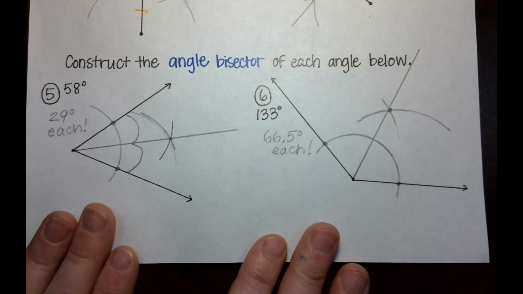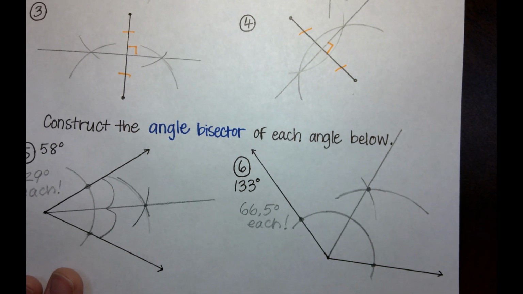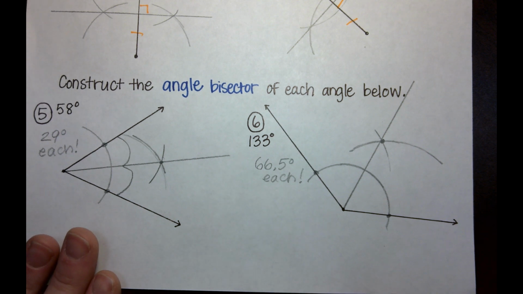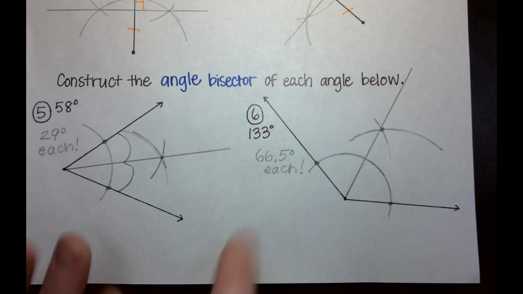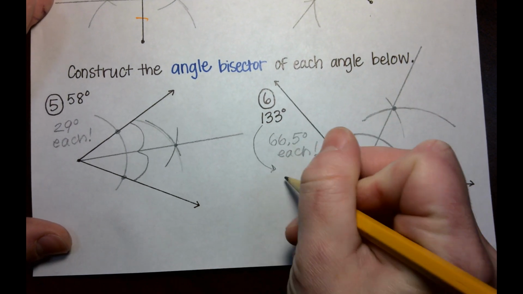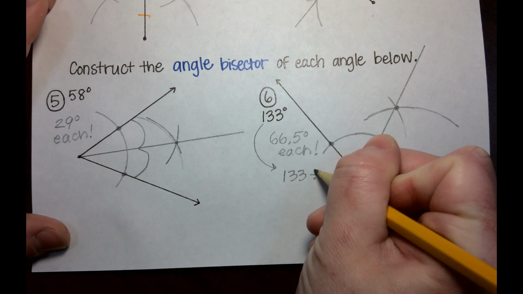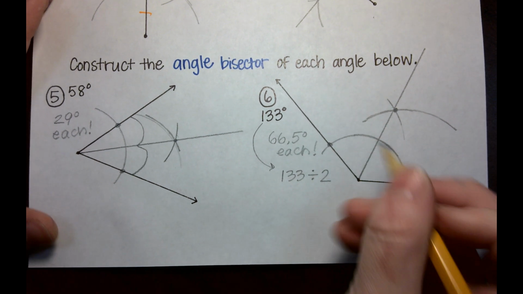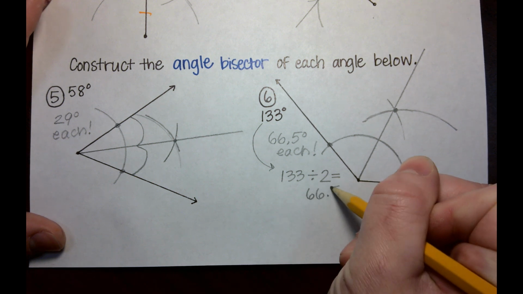Okay, any questions about any of these? Yes. 133 divided by 2, is that what happened? Mm-hmm. Yes, here, let me write that work out. So, we're just dividing 133 by 2, because there's two angles. 66.5.